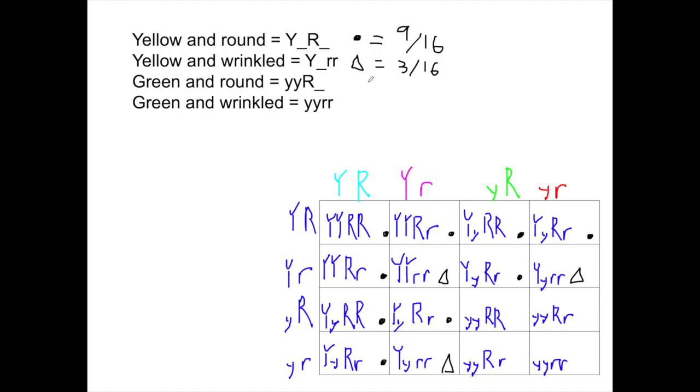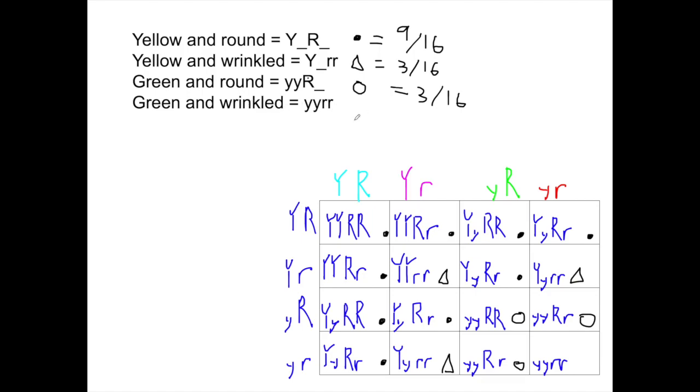Then I'm going to find all of the ones that are green. Green is a recessive, so it must be two little y's. And round is the dominant, so at least one capital R, big R dash. I'm going to put an open circle inside each of those. So two little y's and at least one big R. It turns out there's a 3/16 chance of that.